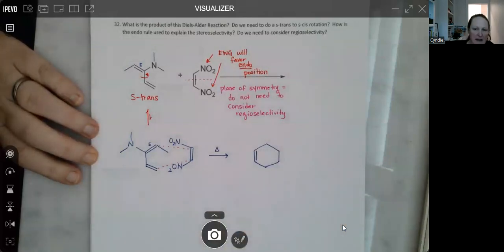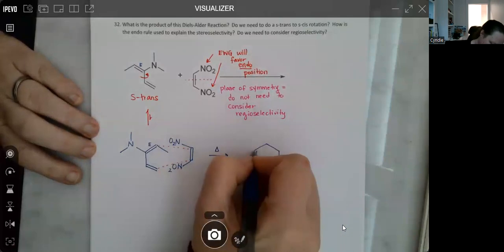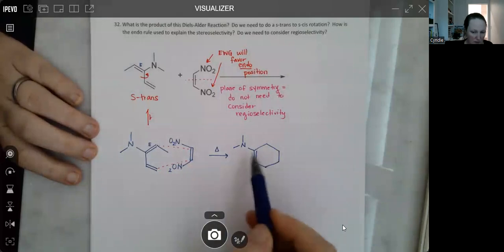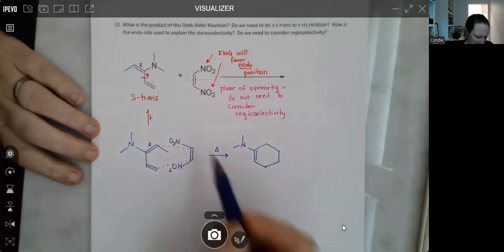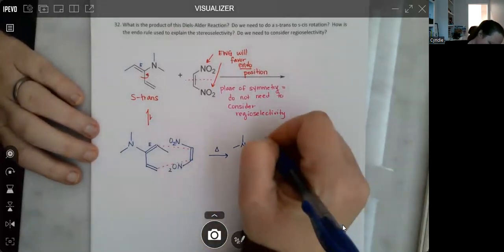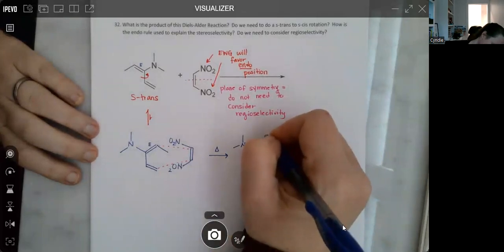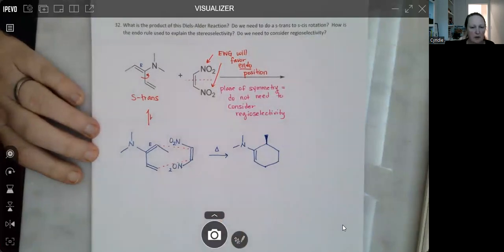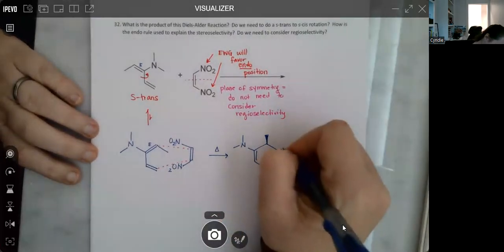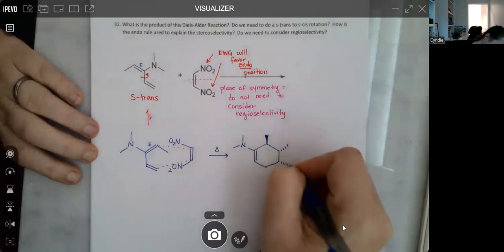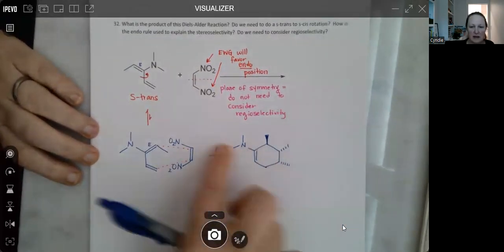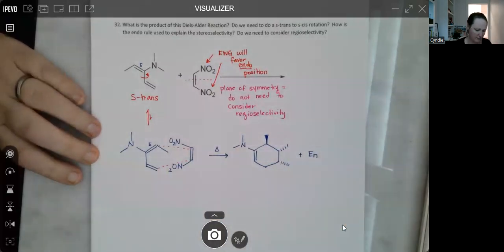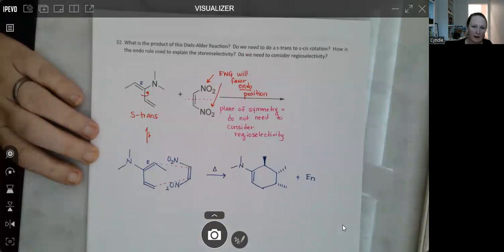So we're going to have a cyclohexene derivative. This will remain trigonal planar, so we'll just draw it in the plane. This methyl is pointed in, so it will end up. And then these nitros are approaching endo, so they will end up down. There is no plane of symmetry here, so we would also form the enantiomer.